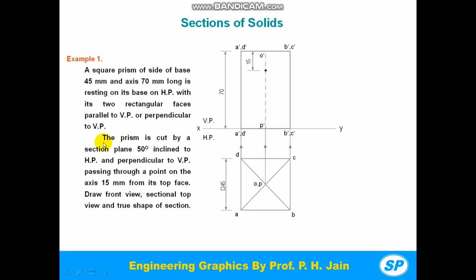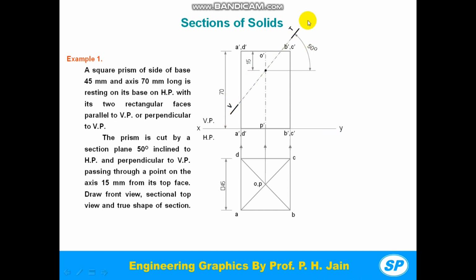See the position of the cutting plane. The cutting plane is 15 mm. It is at a point on the axis 15 mm from its top face. So on the axis, mark this point 15 mm from the top face, and through this point draw the cutting plane 50° inclined to HP. See, the cutting plane is 50° inclined to HP and perpendicular to VP. So through this point draw this line VT, the cutting plane 50° inclined to the XY line, HP. So this is the position of the cutting plane.